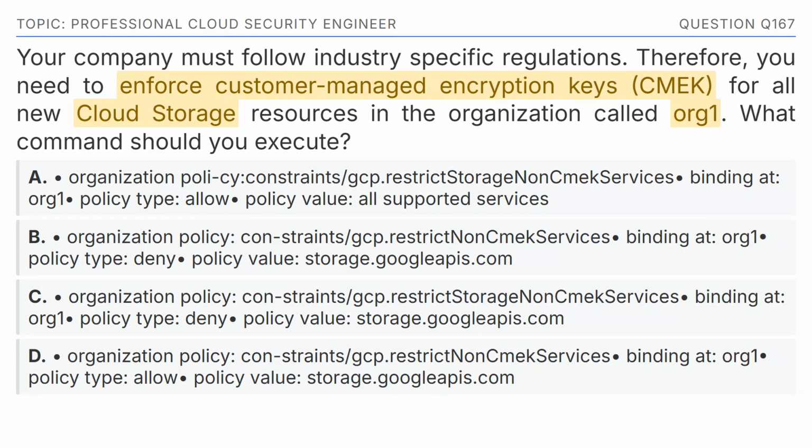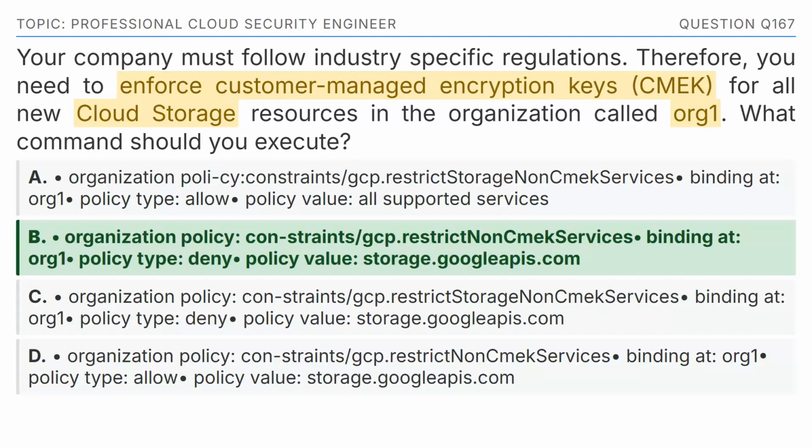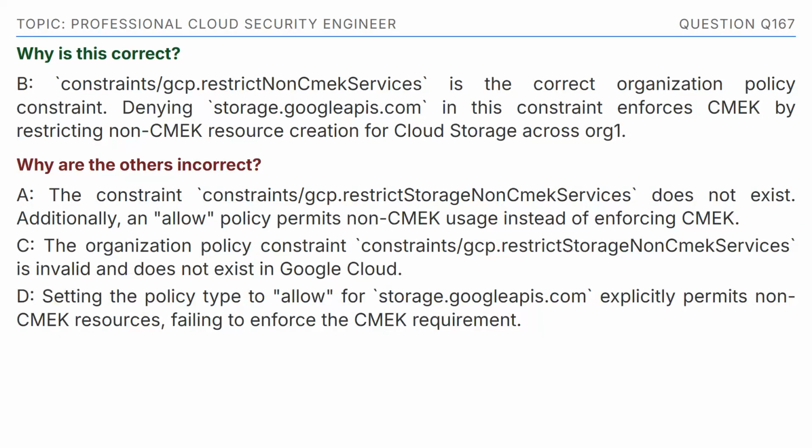To arrive at the correct answer, we focus on the keywords: enforce Customer-Managed Encryption Keys (CMEK), Cloud Storage, Org1. The correct answer is option B, Organization Policy, constraints/gcp.restrictNonCmekServices binding at Org1, policy type deny, policy value storage.googleapis.com. Why is this correct? B. constraints/gcp.restrictNonCmekServices is the correct organization policy constraint. Denying storage.googleapis.com, this constraint enforces CMEK by restricting non-CMEK resource creation for Cloud Storage across Org1.